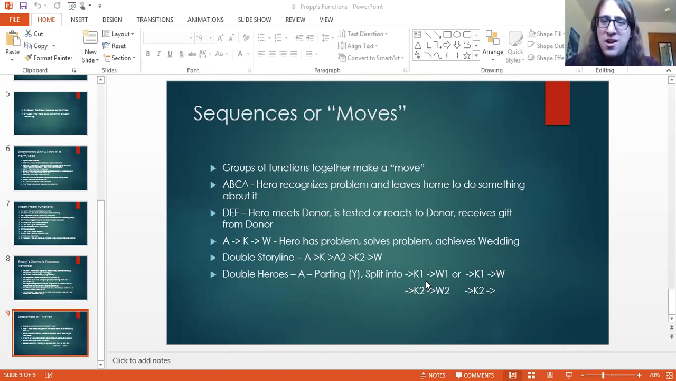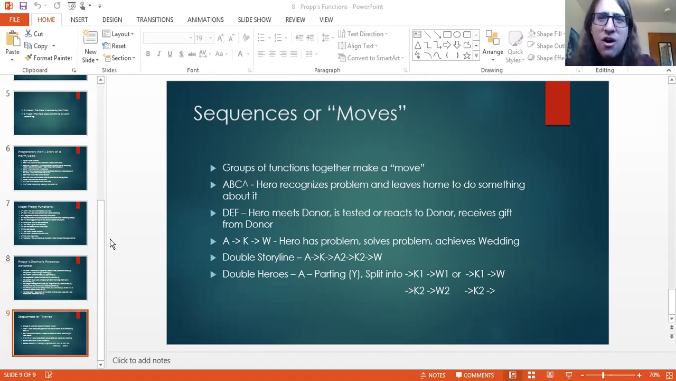They have their own independent weddings, or maybe they solve their problems separately, but they come back together for the wedding. That's the kind of thing you could do if you're putting some of these moves together. But Propp is very adamant that once you have these, you basically have all you need to know about fairy tales. This is sort of the structure of them all.